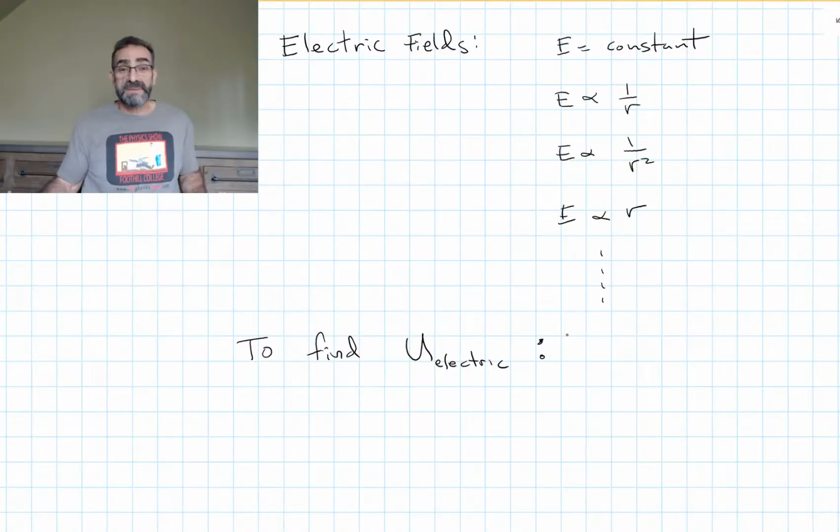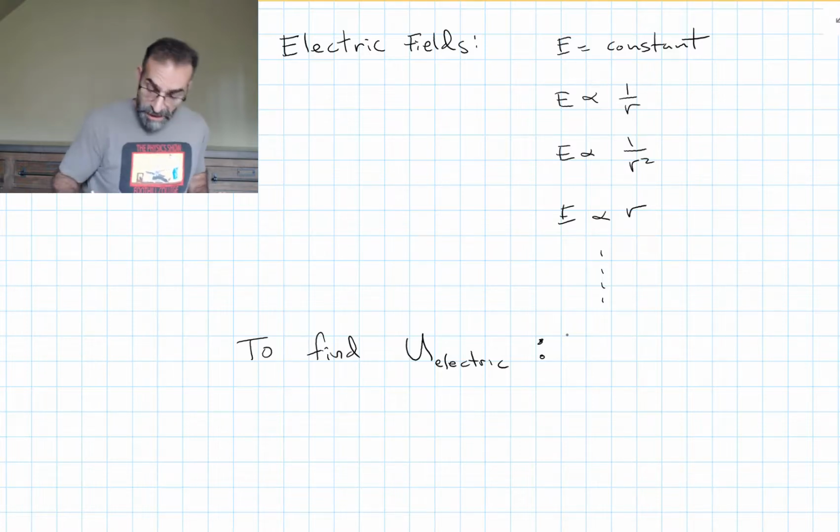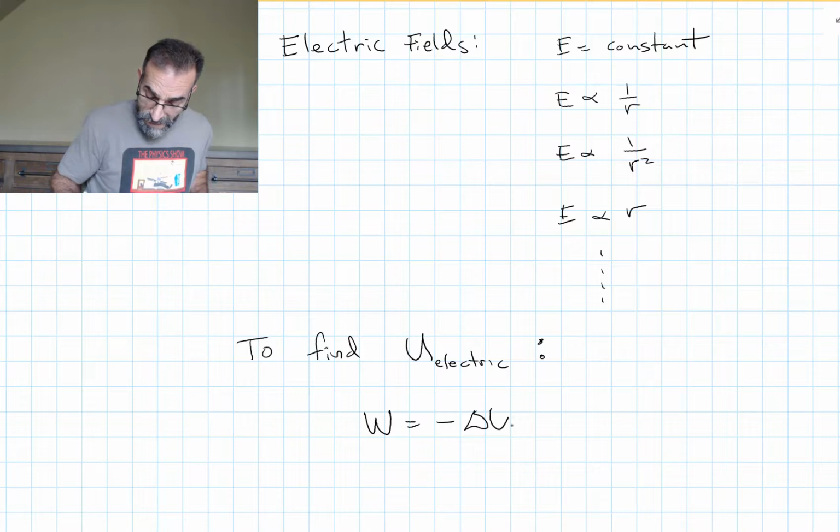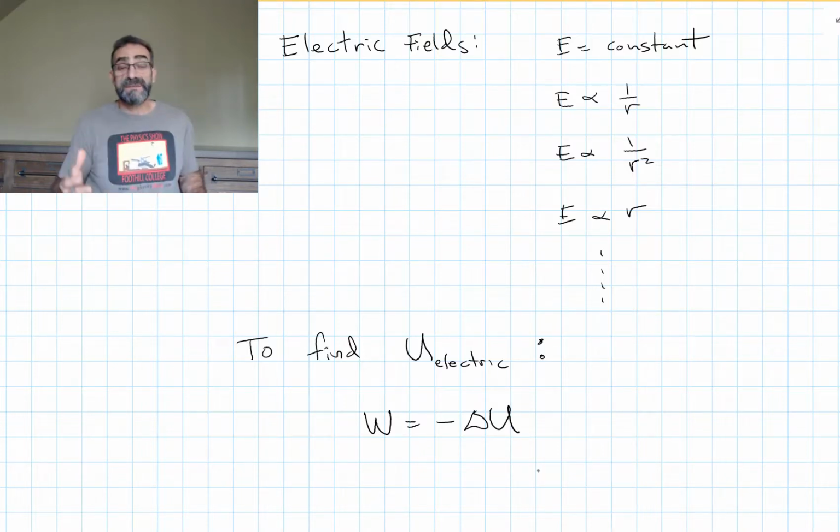To find the electric potential energy, we're going to use the fact that the work done is negative delta U. This is how we defined potential energies in the past.